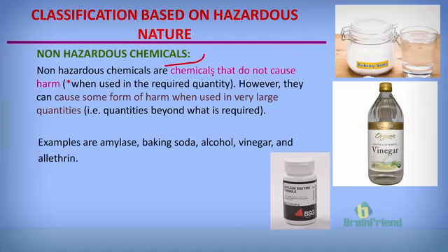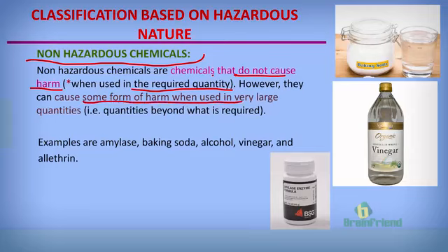The last group are the non-hazardous chemicals. Non-hazardous chemicals, as the name implies, are chemicals that do not cause harm when used in the required quantity. So these chemicals are safe when you use them in the required quantity and you use them as instructed. However, they can cause some form of harm when used inappropriately, when you use them in the wrong quantity, when you also use them in the wrong manner, they can cause some form of harm. So we should be careful with chemicals generally.